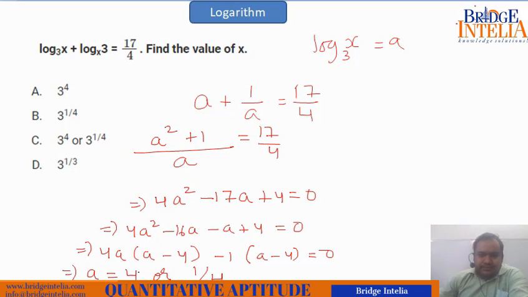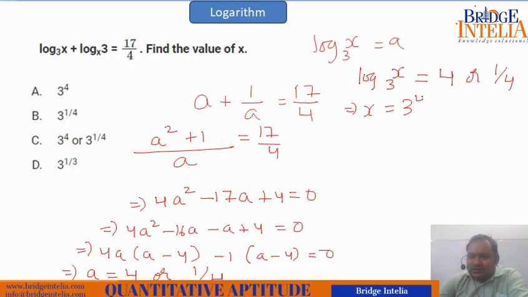a is equal to either 4 or 1 by 4, because these are reciprocals after all. So if a satisfies the equation, 1 by a will also satisfy. That's why both the answers that you are getting are in fact reciprocals. So now, assuming a to be equal to 4, we can say that log x to the base 3 is equal to either 4 or 1 by 4. So based on this, x is equal to either 3 to the power 4 or 3 to the power 1 by 4. Both these answers are acceptable, are roots.